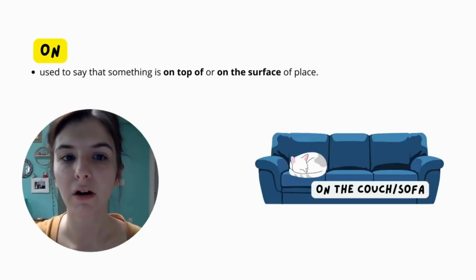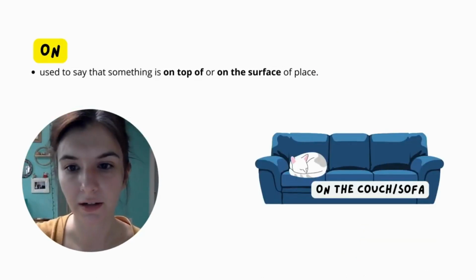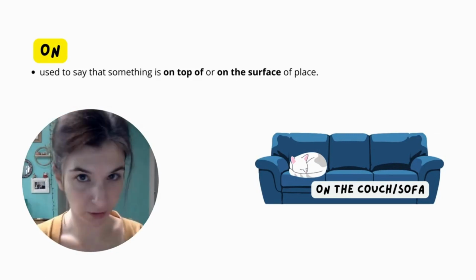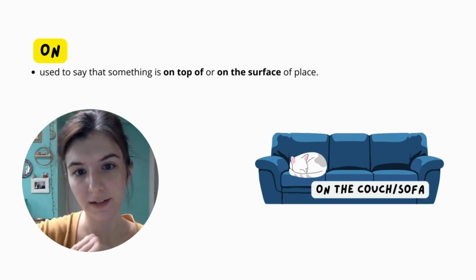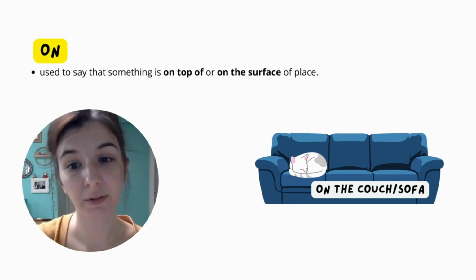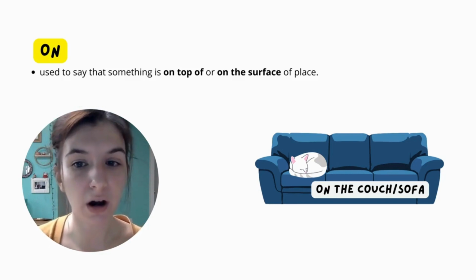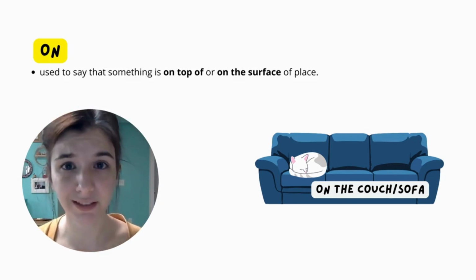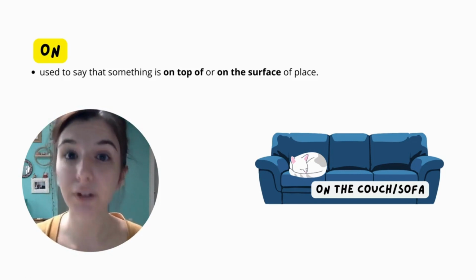Next, we have on. So when do we use on? Normally, we use on when we're talking about this cat or anything being on top of a place, or especially a surface. In this case, this cat is on the couch or the sofa. He's on the surface of it. He's not physically inside of it, he's on the surface.